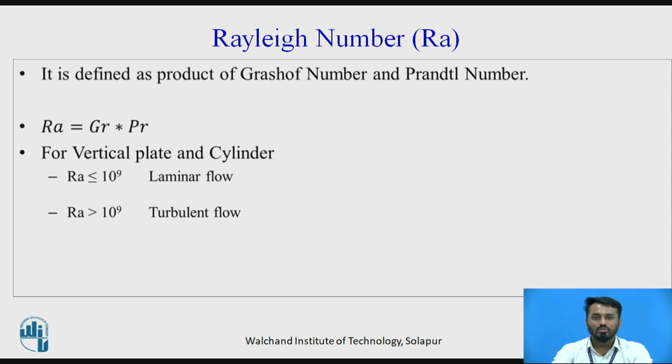Rayleigh number. The significance of the Rayleigh number in this mechanism is that based on the Rayleigh number we can decide whether the fluid motion is laminar or turbulent. The Rayleigh number is defined as the product of Grashof number and Prandtl number. In case of vertical plates and cylinders, if the Rayleigh number is less than 10 raised to 9, the flow is considered laminar. If the Rayleigh number is greater than 10 raised to 9, the flow is categorized as turbulent.